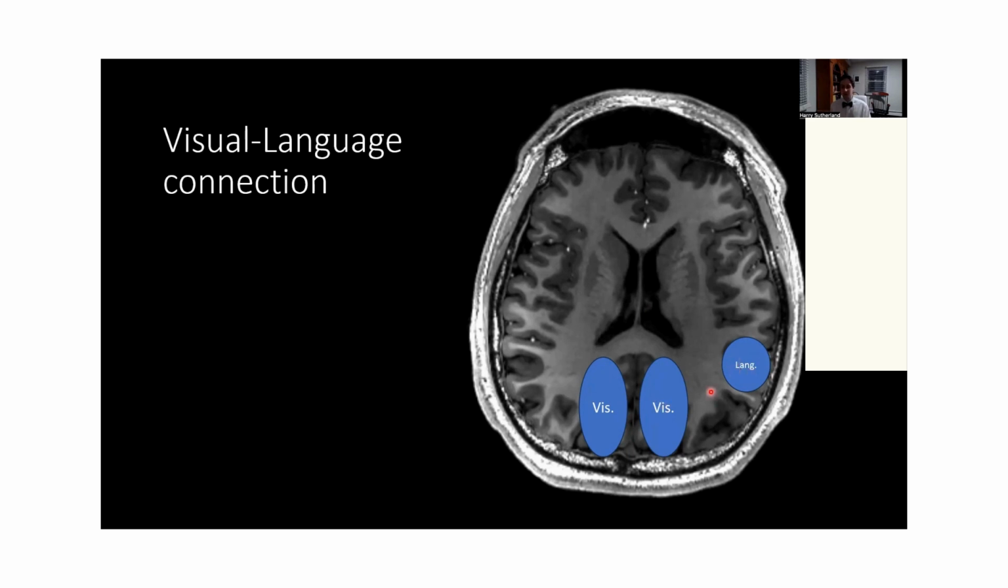And so you can have stuff going through the white matter from this visual cortex here. And there is a little bridge that visual information can take to get from the other side of the brain to your language area.